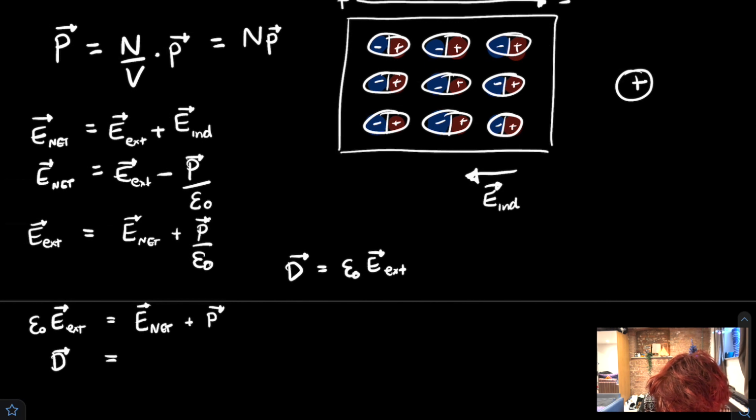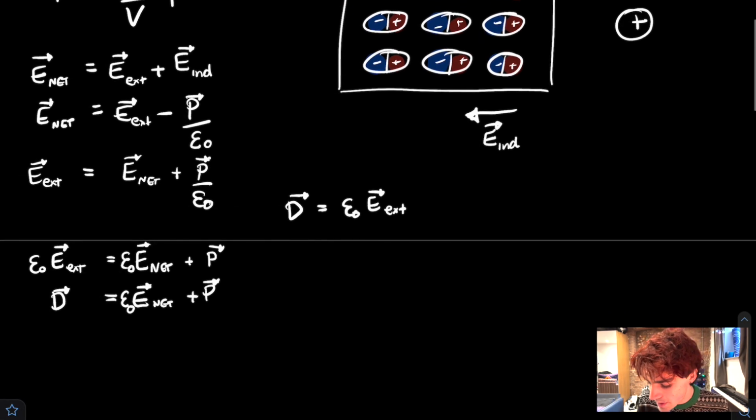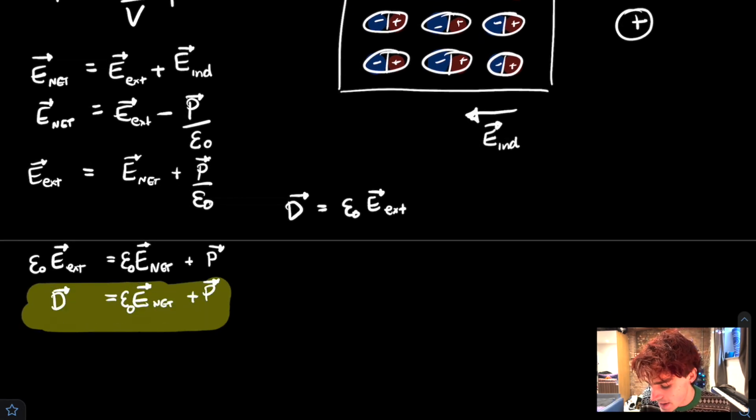So D is equal to epsilon naught multiplied by E net. Oh, there should be an epsilon in there. Plus P right here. And this is a very important equation that you will probably see a lot of the time in electrostatics. Basically, what it's doing is telling you how you can account for the response that you'll find within a dielectric medium if you're trying to work out the electric field.